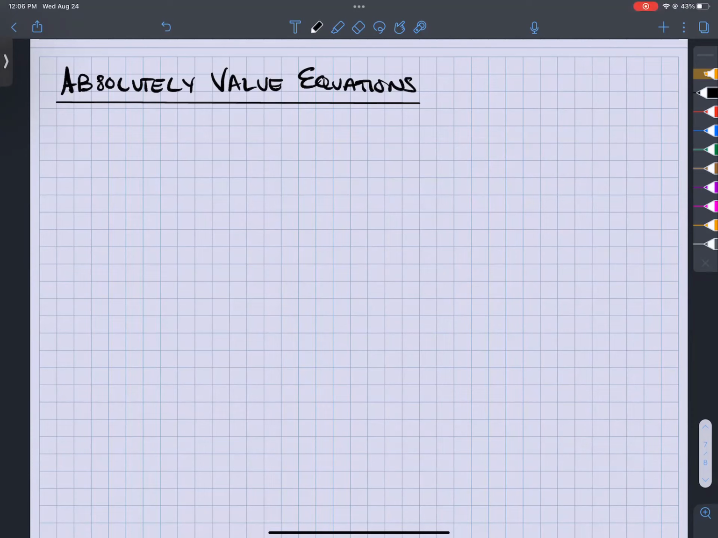So for example, if I had the absolute value of 3, that would equal 3. But so is the absolute value of -3. That will also equal 3, because the absolute value just means the distance from 0. So 3 is 3 away from 0, and -3 is also 3 away from 0, right?